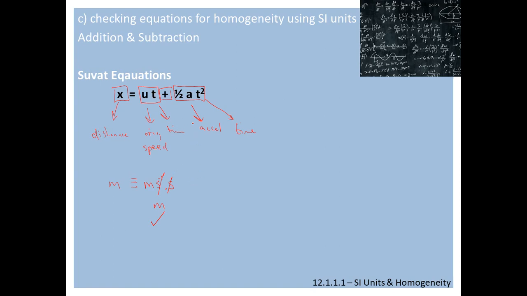We then look at the half at squared. The half disappears because it's just a number. Acceleration is meters per second squared. And t is seconds, but that is also squared. So again, the per second squared and the second squared cancel, leaving just meters. So that is homogeneous. Okay, so anytime you've got a plus or a minus, it breaks the equation up, and the next section also has to be homogeneous for that equation to work.